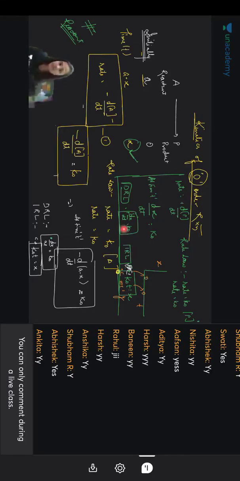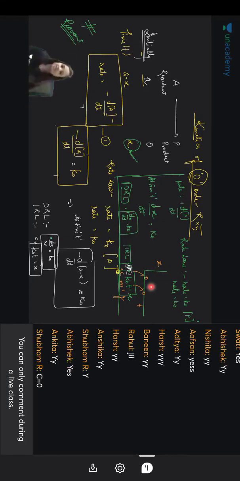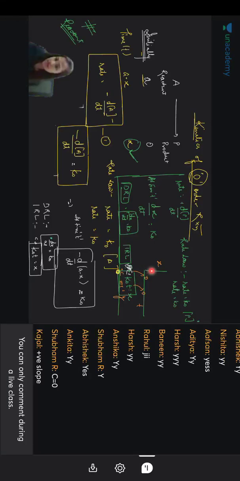तो मेरा स्लोप क्या हो जाएगा? So if I'm considering the reactant side, the slope will be negative, and if I'm considering the product side, the slope will be positive. So I could say that the product is forming at an intercept t, है ना?